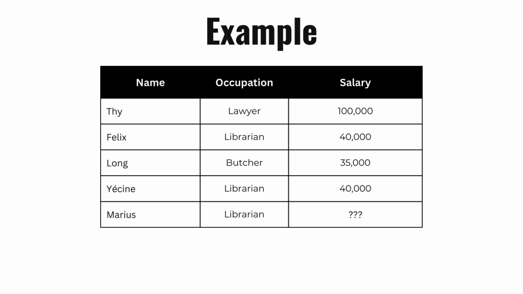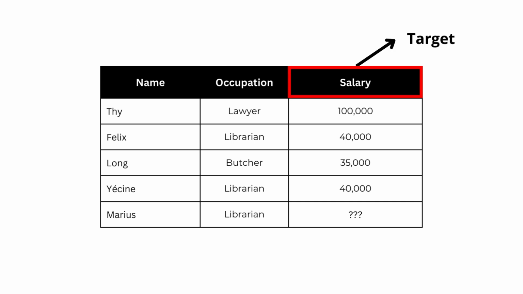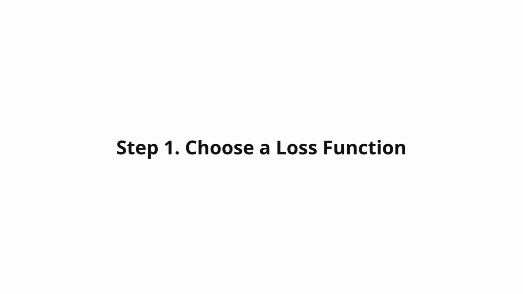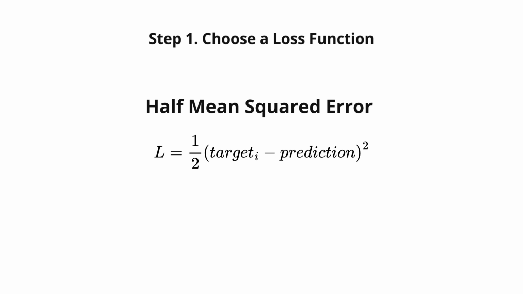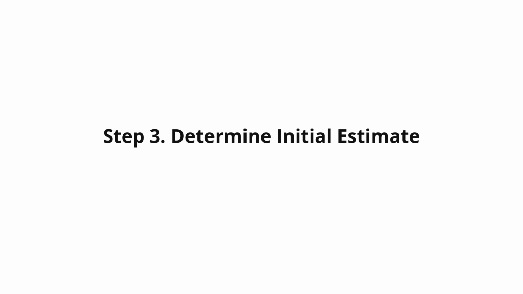Now, let's look at an example. We have this simple data set with 5 observations. Each observation has a known variable, occupation, and an unknown target variable, salary. Now, let's train our model. We choose our loss function first. In this example, we choose 1/2 of the mean squared error as loss function. Step 2, we choose the number of iterations. We choose 1 iteration. Step 3, we determine the initial estimate.